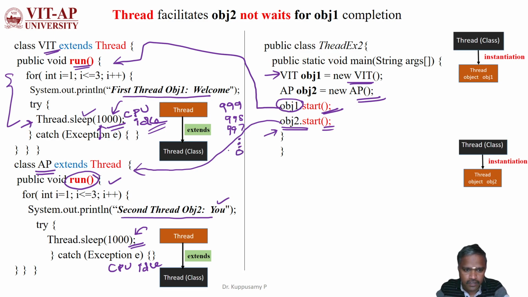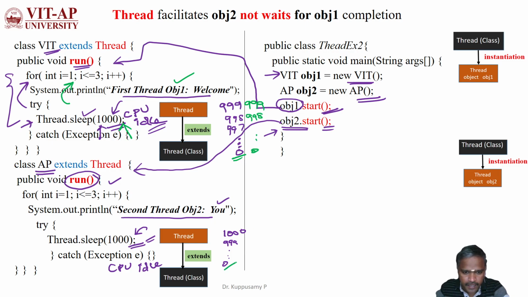Once it reaches 0, the for loop will execute the second iteration. In the meantime, this 1000 milliseconds also will reduce here, 999 until 0. So this will process step by step. When the thread obj1 reaches 0, the second iteration will be performed. The second time, the first thread obj1 displays welcome, again introduces 1000 milliseconds, and again reduces from 999, 998 until 0.